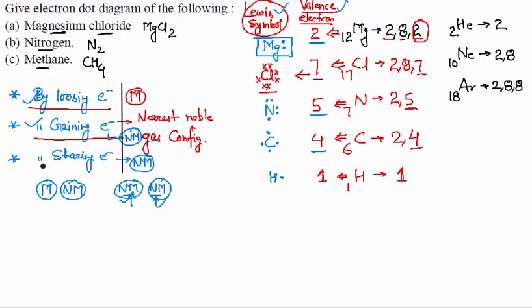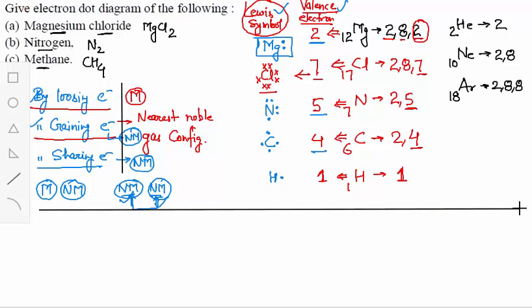So the third possibility, look at this third possibility. Then they will share electrons. Okay, this is the concept. Now conceptually, this question is over. Okay, so now we will draw one by one.